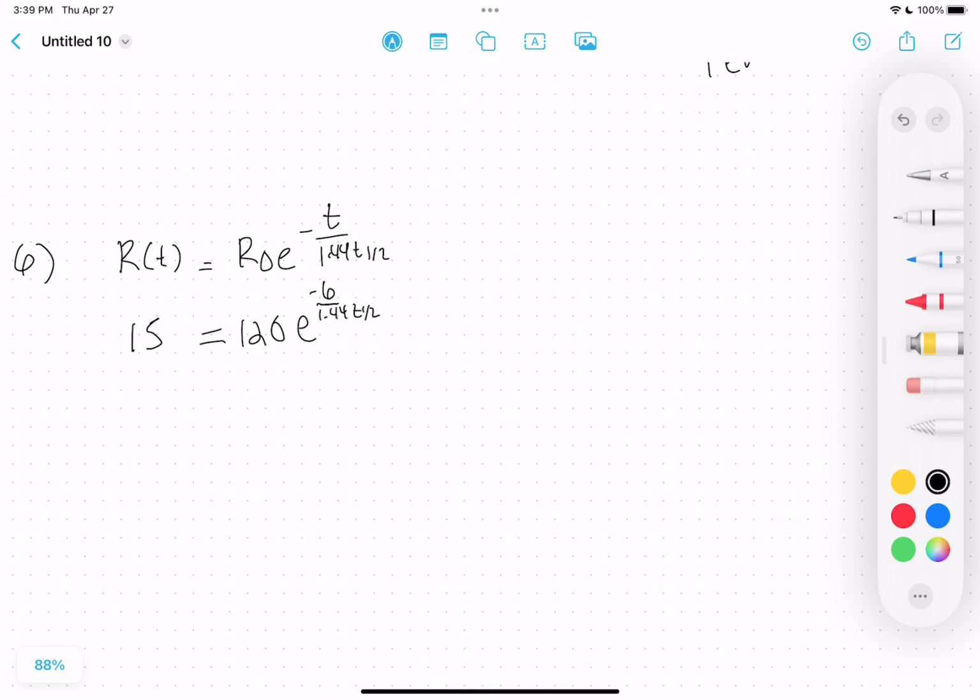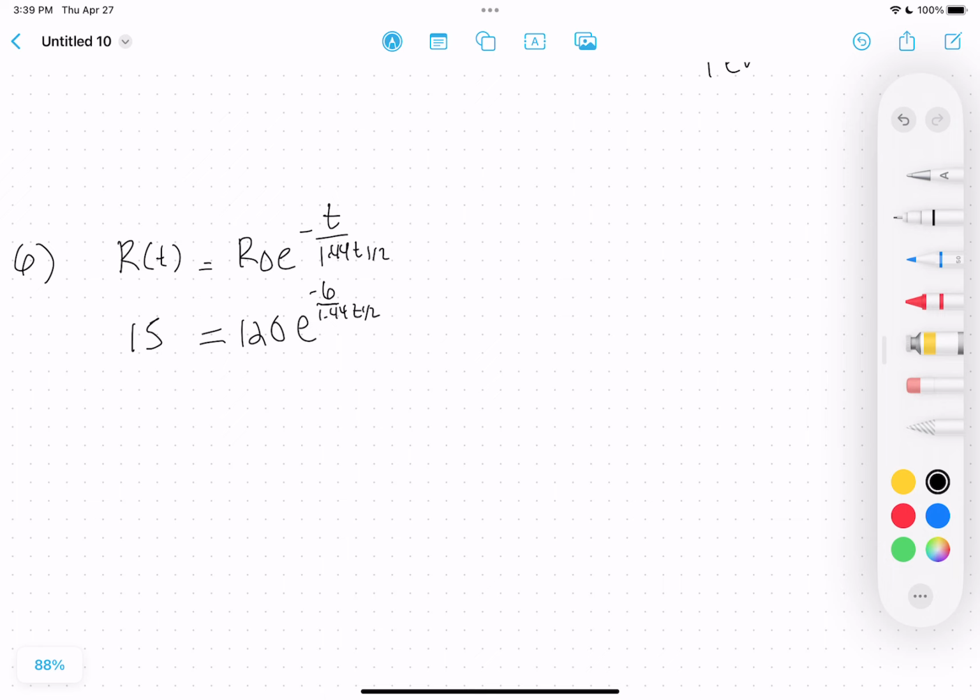So this is R(t), right? It's the activity after a certain elapsed time, equal to R0, the initial activity, times e raised to the negative time elapsed, so the total time elapsed divided by tau, which is our time constant. This tau is equal to 1.44 times the half-life, so we can expand that out to just be 1.44 times T1/2, which is the half-life.